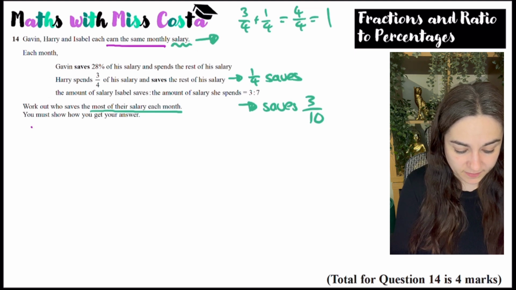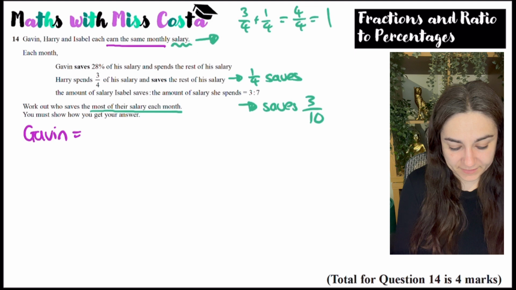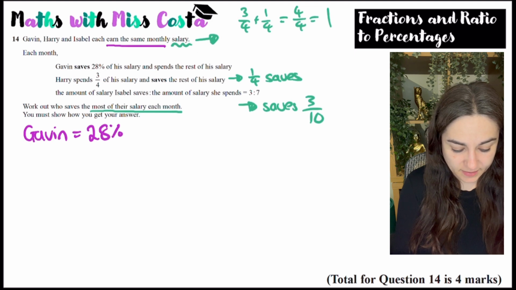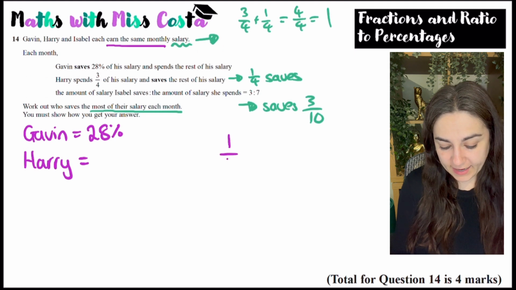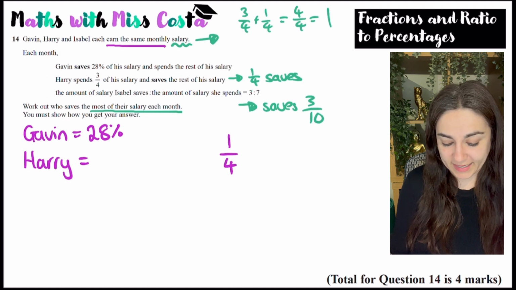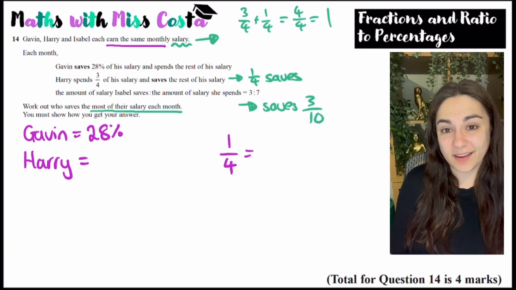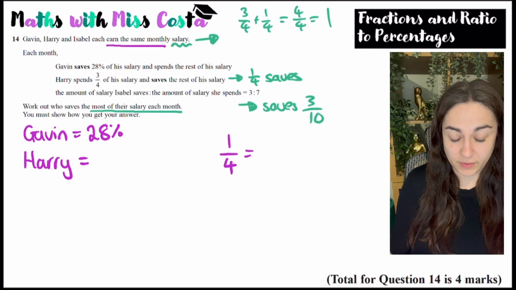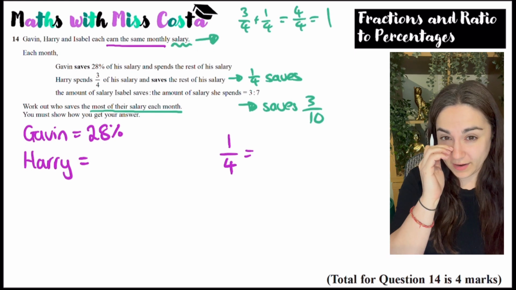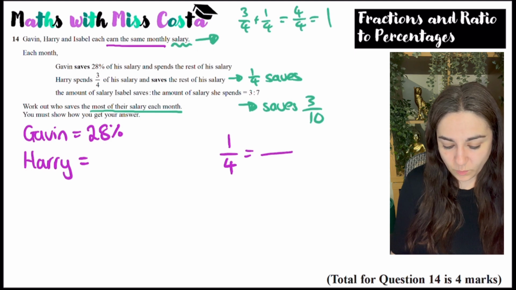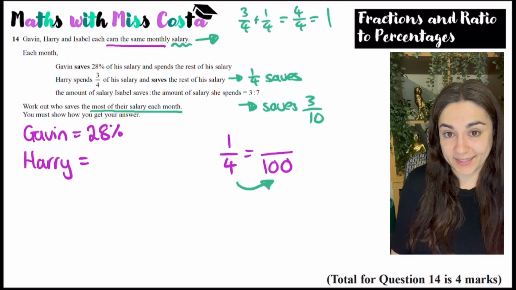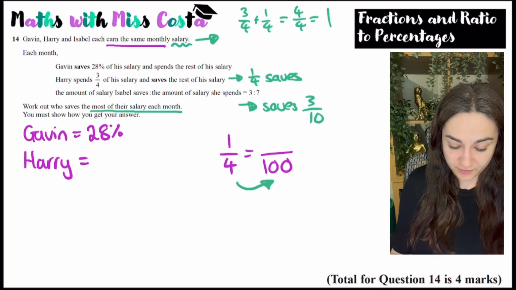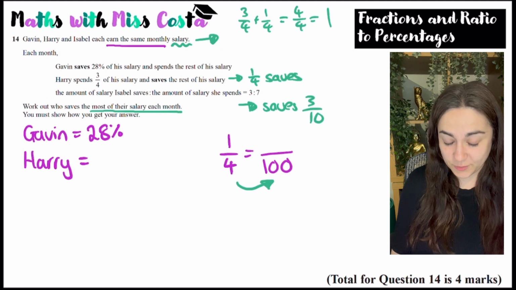So I know that Gavin saves 28% of his salary. I know that Harry saves 1/4 of his salary. So how could I turn 1/4 into a percentage? There are a few ways. You might know that 1/4 is equal to 0.25, but if you don't, that's fine. What you want to do is turn it into an equivalent fraction that has 100 as its denominator, because a percentage means out of 100. So what do you times 4 by to get to 100? You times it by 25.